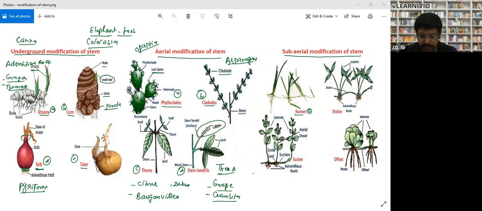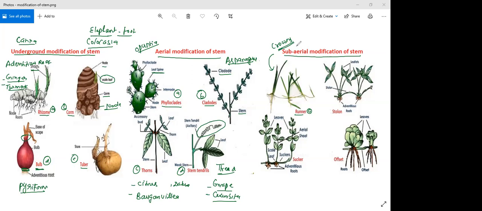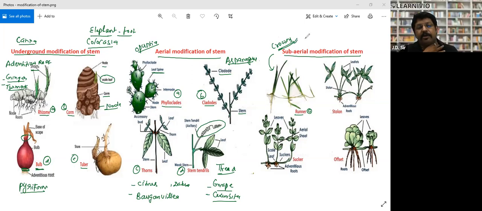They develop erect shoots, which at some point are called crowns. Crown, crowns.